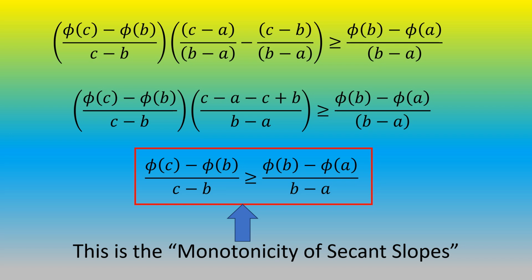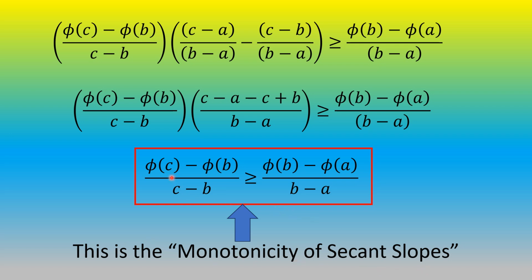So all that implies that this is true, and you may notice that c minus a minus c plus b, that's the same as c minus c is 0, b minus a, that's b minus a, over b minus a, that is 1. Therefore, we're left with this term is greater than or equal to this term. Right over here in this red box, we'd find that. And this is the monotonicity of secant slopes.